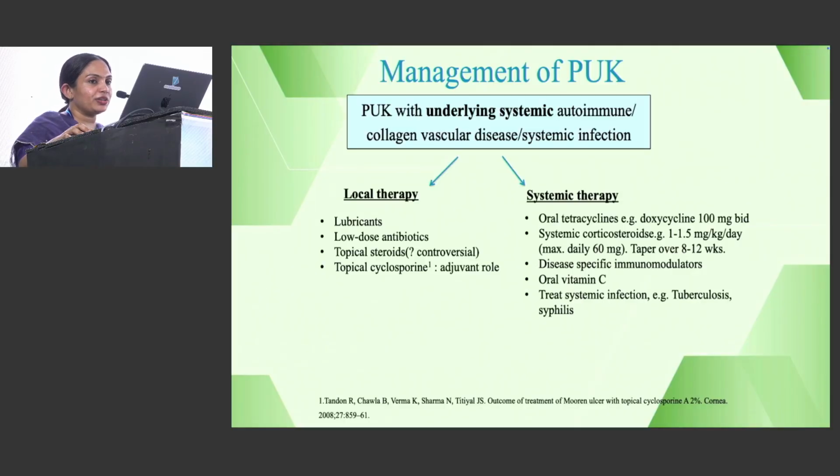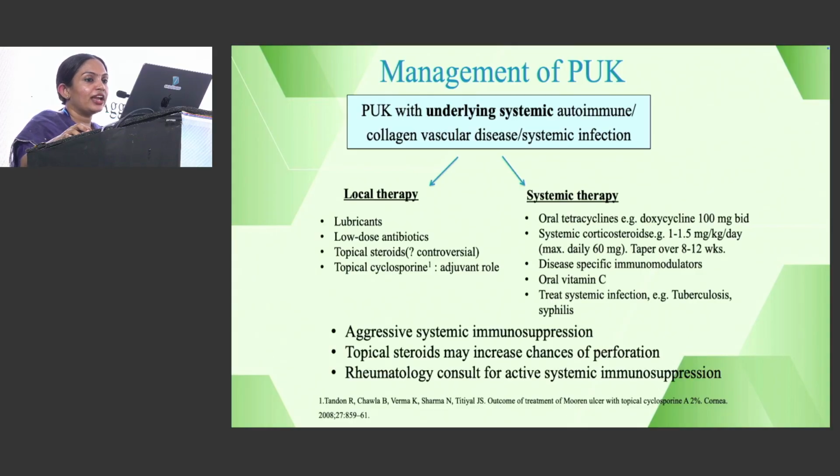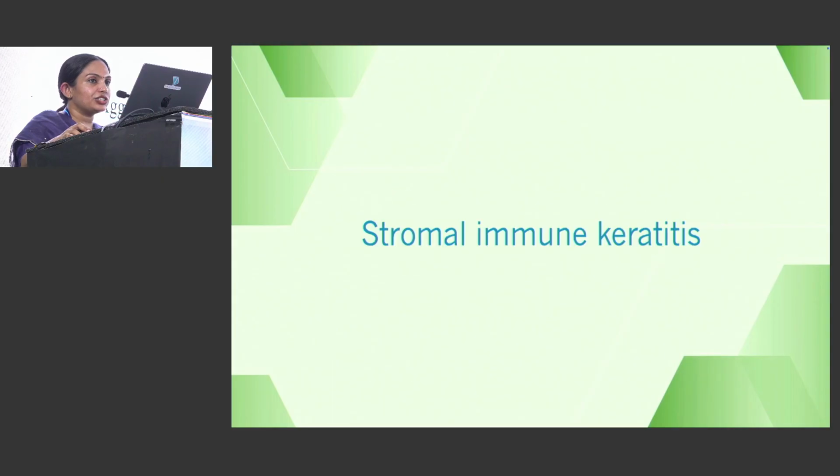Systemic therapy has to be started. You can start doxycycline itself. Systemic corticosteroid or steroid sparing agents under the supervision of a rheumatologist need to be started. Or if TB or syphilis is diagnosed, then treat the systemic infection under a physician's guidance. Aggressive systemic immunosuppression is the treatment for PUK. Topical steroids, the role is controversial; they can increase the chance of perforation. Always send for rheumatology consultation in patients with high suspicion.